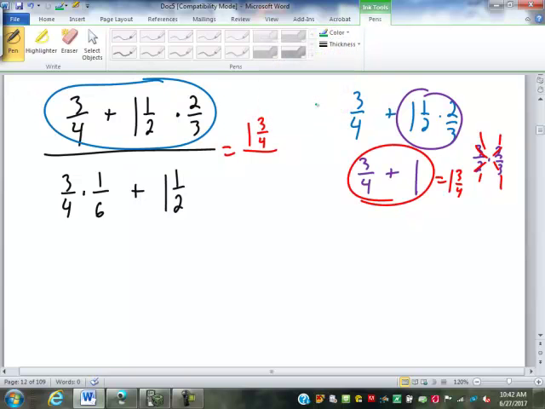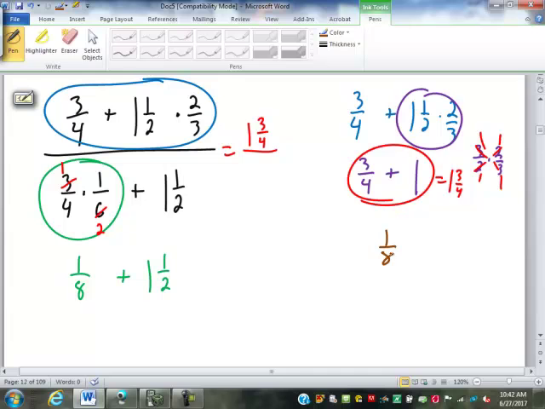On the bottom, we start out with 3/4 times 1/6, which ends up being 1/8. 3's cancel, 3 and 6 divided by 3 to give me 1 and 2. 1 times 1 is 1, 4 times 2 is 8. 1/8 plus 1.5. So I have 1/8 plus 1.5. The 1/8 is going to stay. 1.5 is going to become 1 4/8. So 1/8 and 4/8 is 5/8, and we have 1, so 1 5/8.